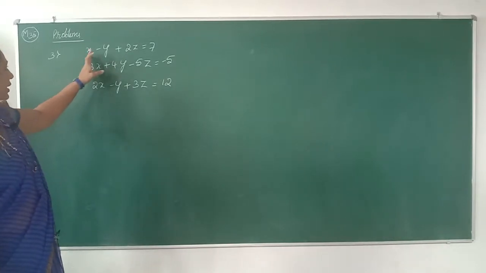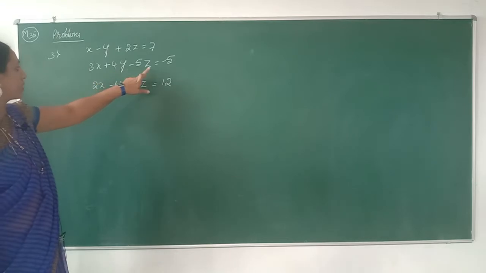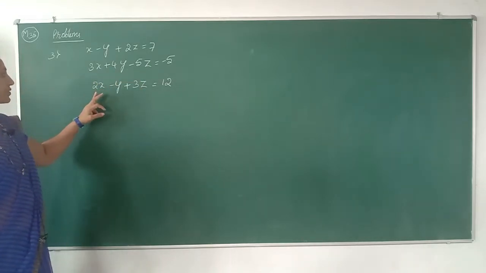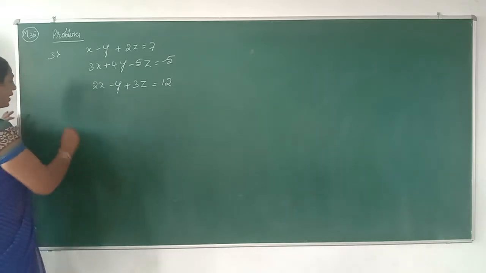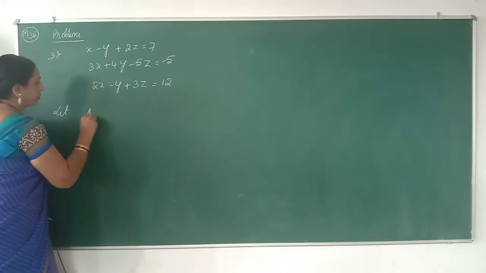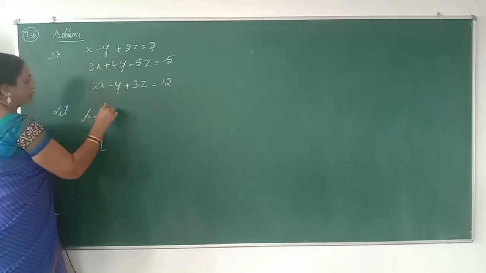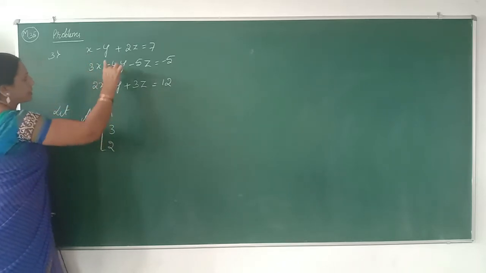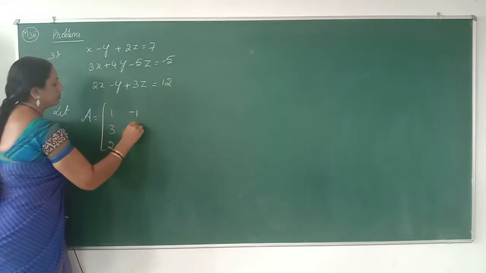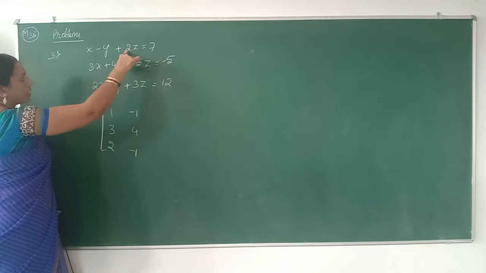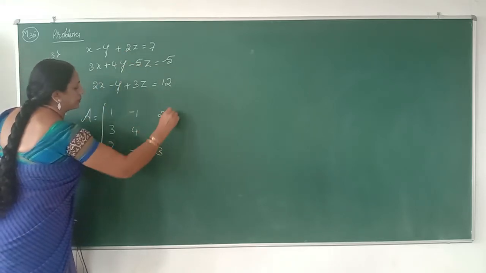Next one, x minus y plus 2z equal to 7, 3x plus 4y minus 5z is equal to minus 5, 2x minus y plus 3z is equal to 12. Now let A be the matrix with elements of first column 1, 3, 2, elements of second column minus 1, 4, minus 1, elements of third column 2, minus 5, 3.